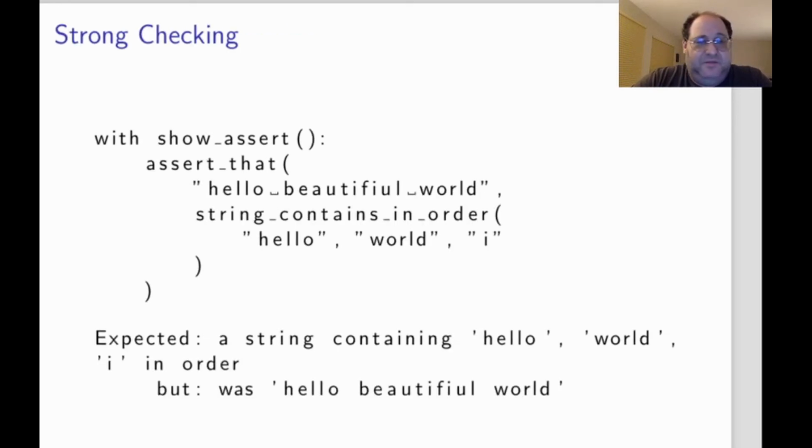And then you can do stuff like string contains in order, hello world I. So you notice that all the i's are after the world. So even though it looks like it should work, it doesn't, because the string has to contain them in order. And that's sometimes very important. For example, you can use it to check that some string manipulations are correct, and we'll talk about this a bit later.